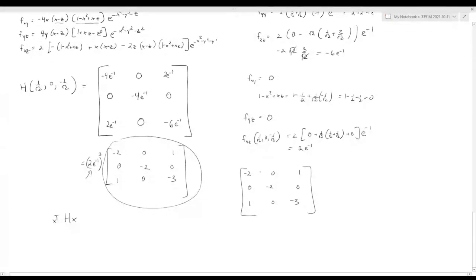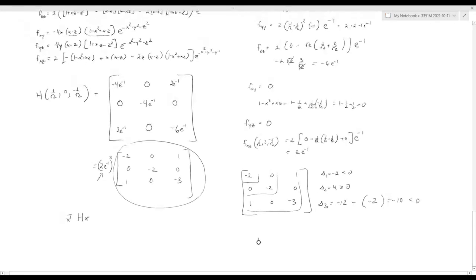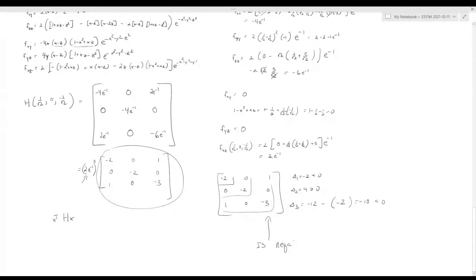The first determinant is negative. Determinant 2 is positive. The determinant 3, we can, so here's 2, here's 3, the original. I'll just use 4, 12. Negative, yeah. So that's negative 10. Anyway, it's negative. So what can we conclude about this matrix? It's negative definite. That's right. So it's a local max.